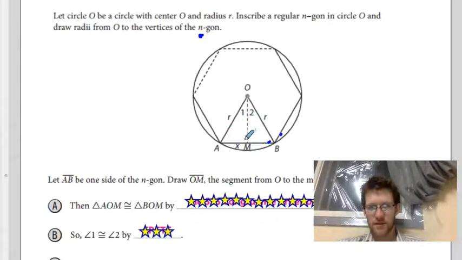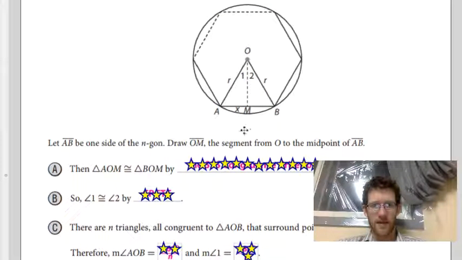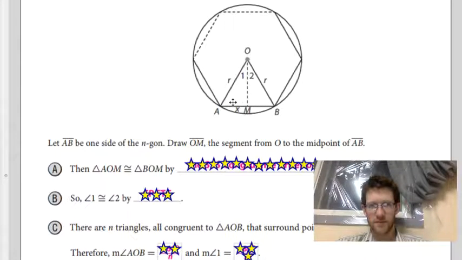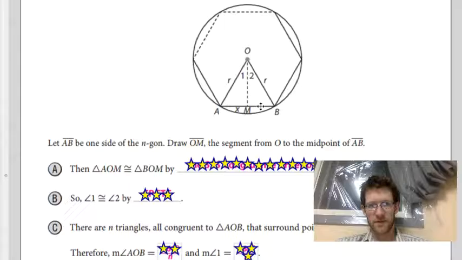So that's the general form we're going to use as well, to calculate the perimeter of these shapes. Okay. And then it says, let AB be one side of that n-gon. So AB is one side here. Draw OM, where we go from the center down to the midpoint of AB, right?